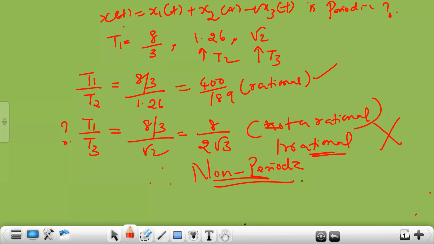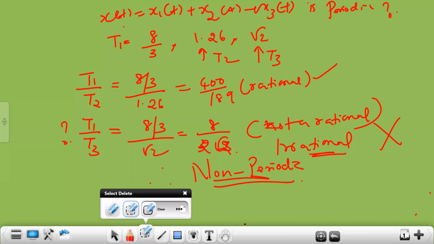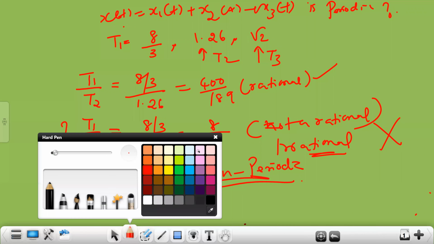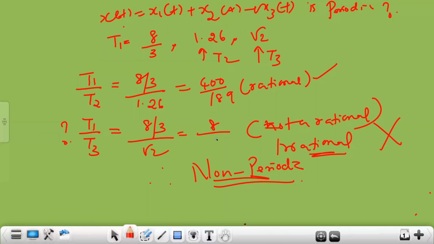I have made a mistake here. No, it is 8 by 3 root 2, isn't it? Yes, sir. Okay, thank you. It is 8 by 3 root 2, correct. But still, we can say that it is an irrational number, 8 by 3 root 2, therefore non-periodic.